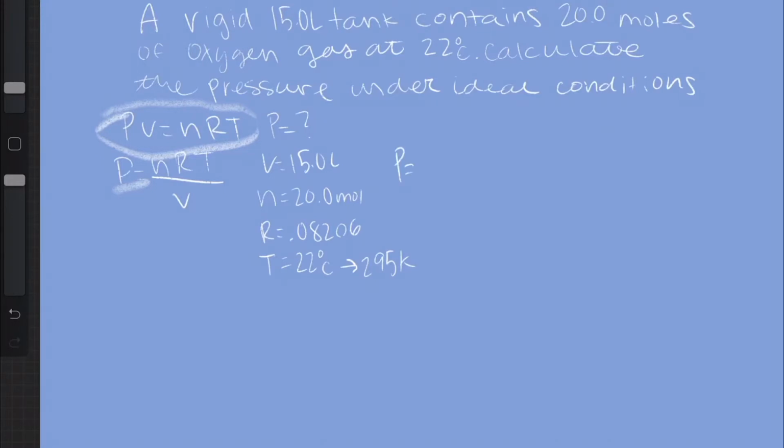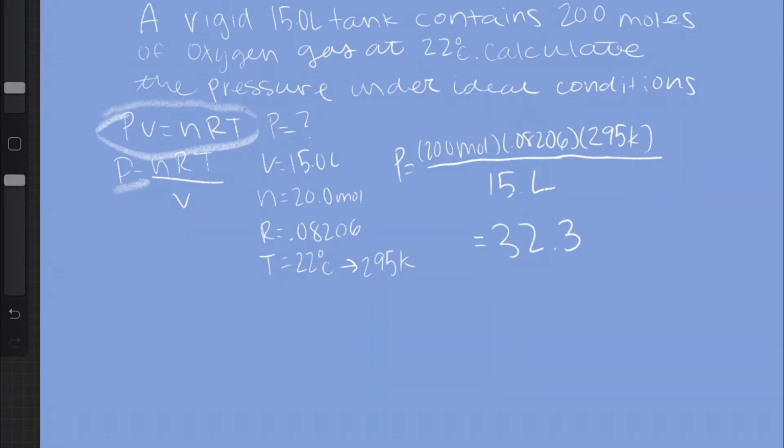So P equals N, which is the moles, so 20.0 moles. R, which is our constant, 0.08206. And then we have the T, which is 295 Kelvin. And then divide that by our V, which is 15 liters. And you should get 32.3 atmospheres of pressure.